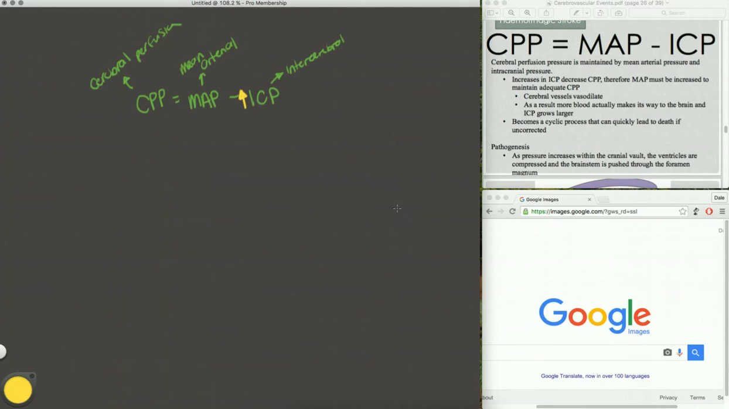So if we start breaking these down into normal numbers, we'll say our CPP is normally 60. We'll say our MAP is normally 100. And again, these are just arbitrary numbers. And our ICP is normally 40. So that makes sense. 100 minus 40 equals 60. So we'll call this normal. That's a patient who's sitting at rest, has no issues. We're maintaining this homeostatic level of 60. We'll say that's what we want to be at. That's our golden number for CPP.